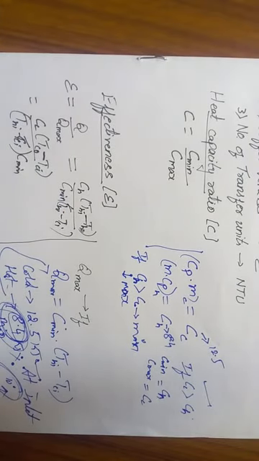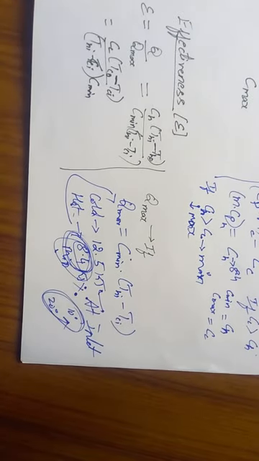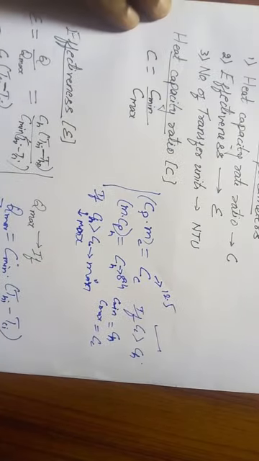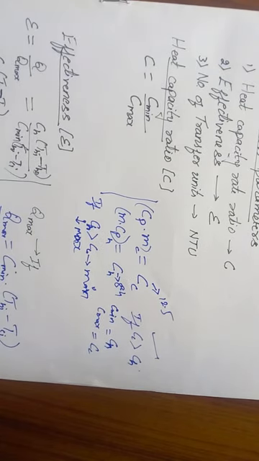I repeat, effectiveness is defined as the ratio of actual heat transfer to the maximum possible heat transfer for those fluids, and it is given by Q by Q max. You can have a reference over here. Whatever I have written in blue is for your reference. Now we will proceed with the next one. We are done with C and epsilon, heat capacity ratio and effectiveness. The next dimensionless parameter is NTU, number of transfer units.